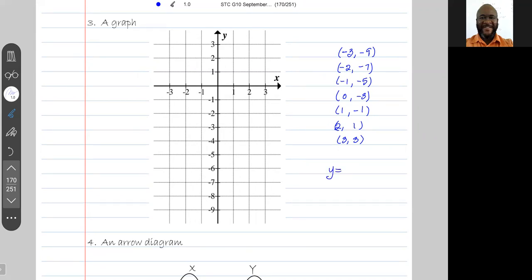y is equal to 2x minus 3. What type of graph do you think that is going to be? Will that be a straight line graph or will it be a graph that looks something like this? Which one? Sir, it would be a graph that is curved. You think it will be a graph that is curved? All right. That's one answer. Anybody else? y is equal to 2x minus 3. Do you think it will be a straight line or a curve?